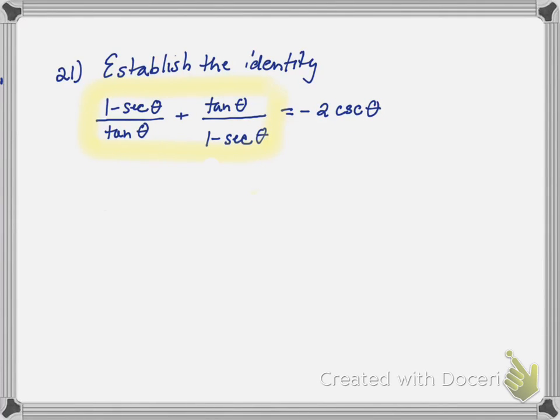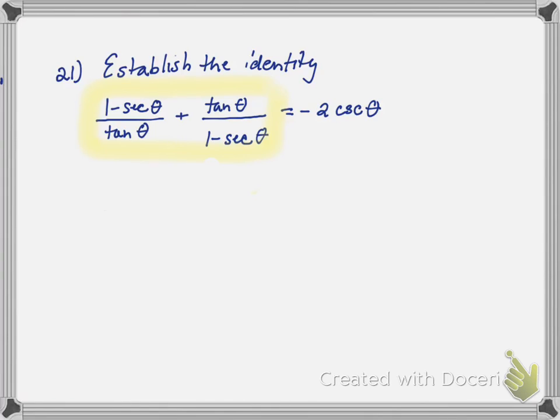This is question number 21 on the final exam review for trigonometry. Establish the identity. Before I look at the problem, I just want you to know that if it says establish the identity, the goal is to make one side look like the other side. And to do that, you need to know some substitution in terms of the fundamental identities or algebra.